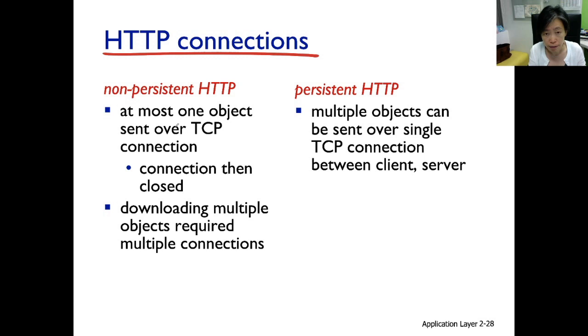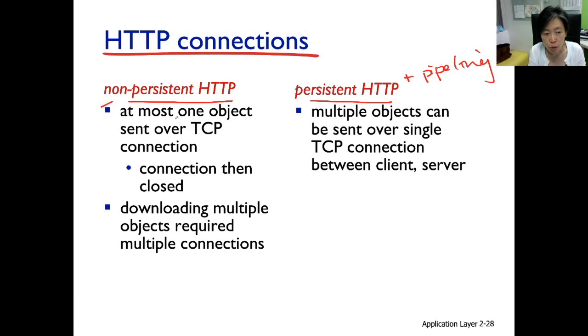HTTP connections. There are actually 3 flavors of HTTP connections: non-persistent HTTP, persistent HTTP, and third, persistent HTTP plus pipelining. All right, so let's start from the most basic, the oldest flavor, non-persistent HTTP. This is implemented in the pioneer versions of HTTP, let me call it that way.